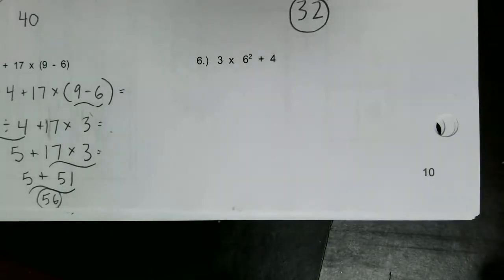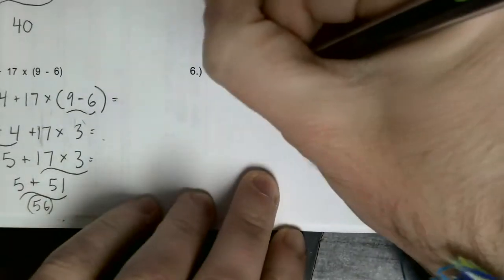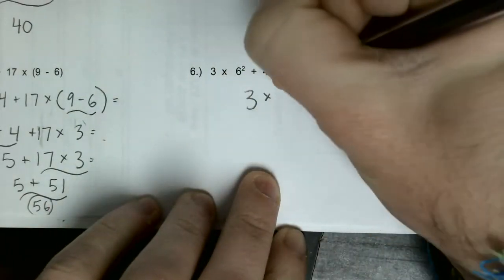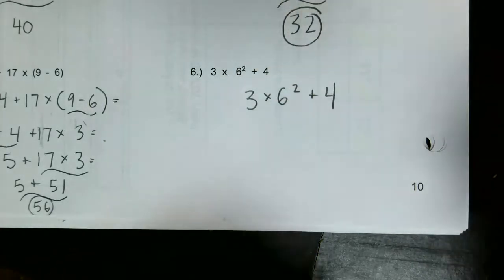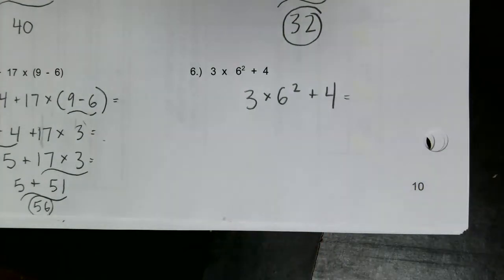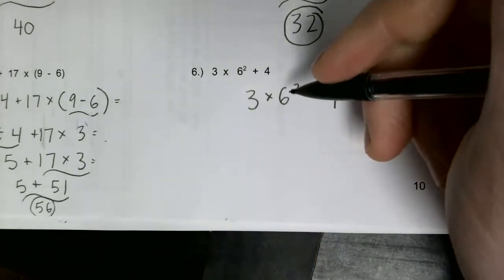All right. 3 times 6 squared plus 4. Let's try it. First step, I'm going to rewrite it. So this is the first one we've seen with an exponent in it. That's exciting. All right. Parentheses, nope. Powers and roots, yes. Yes, there is a power. There's an exponent. So we're going to do that first.